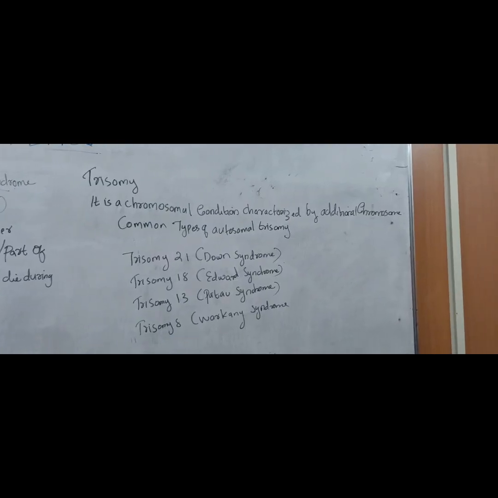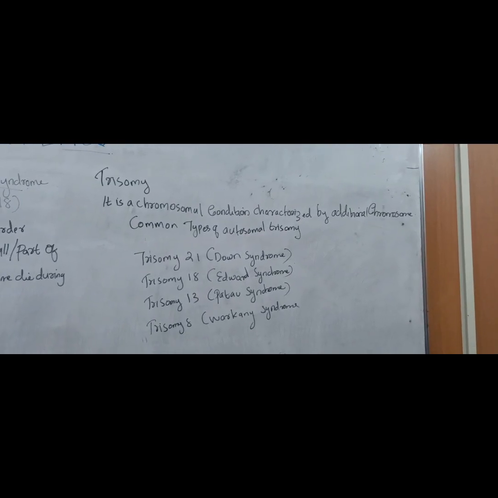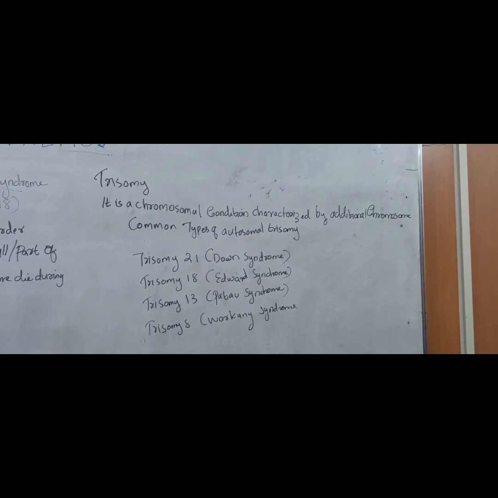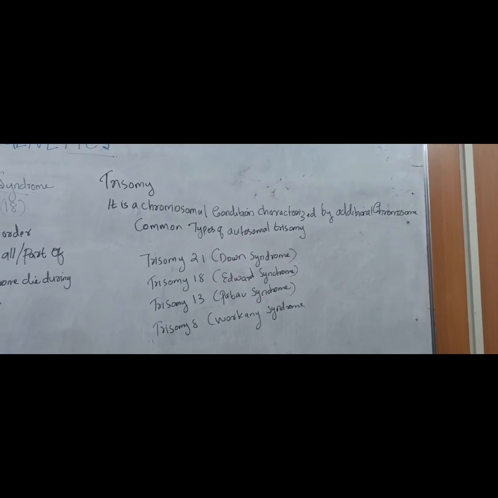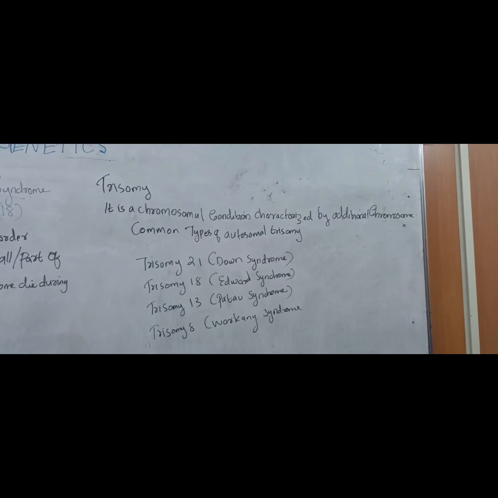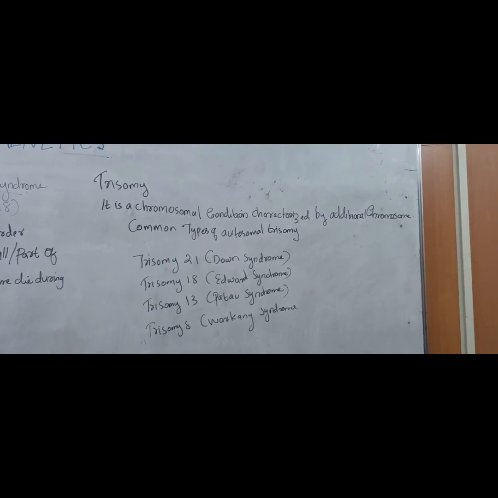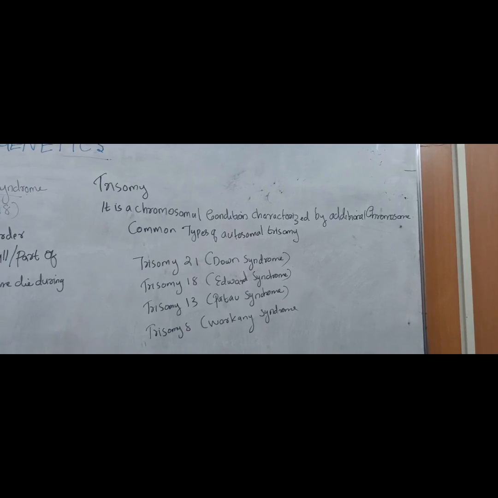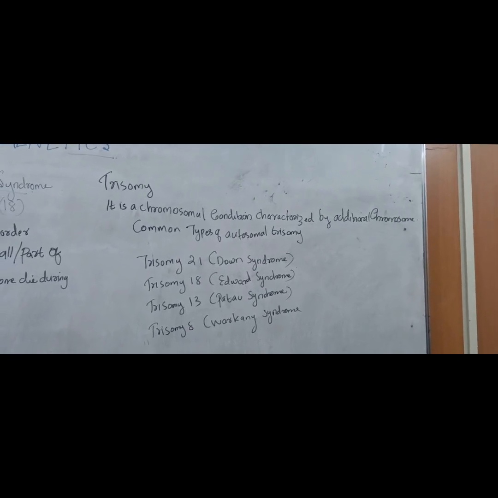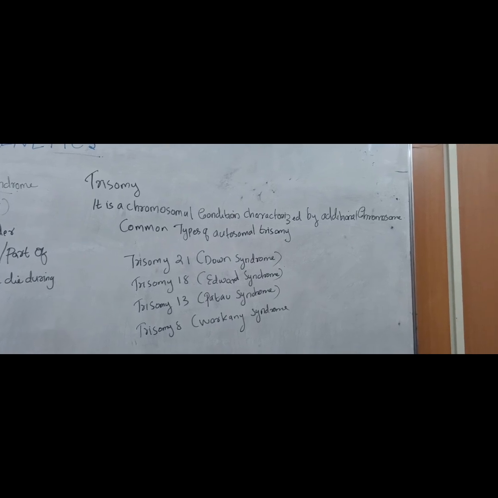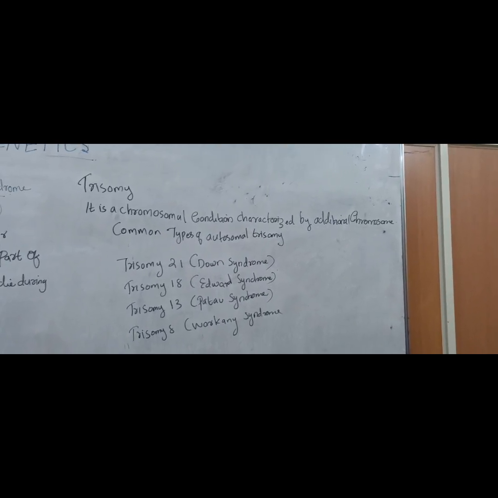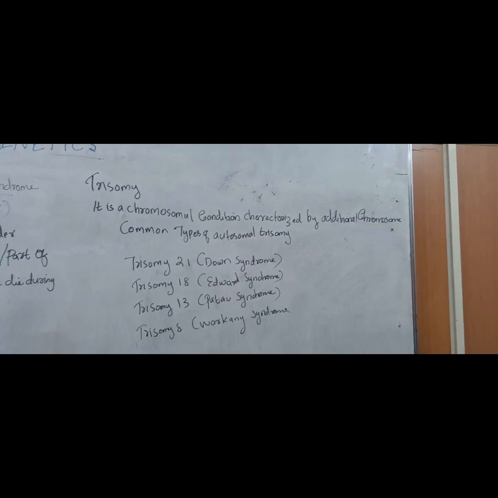What is trisomy? It is a chromosomal condition characterized by an additional chromosome, and the most common types of autosomal trisomy are trisomy 21, which is Down syndrome, trisomy 18, Edwards syndrome, trisomy 13, Patau syndrome and trisomy 8, Fanconi syndrome. This is very important. They may be asking you to list down some common types of autosomal trisomy, that is Down syndrome, Edwards syndrome, Patau syndrome and Fanconi syndrome.